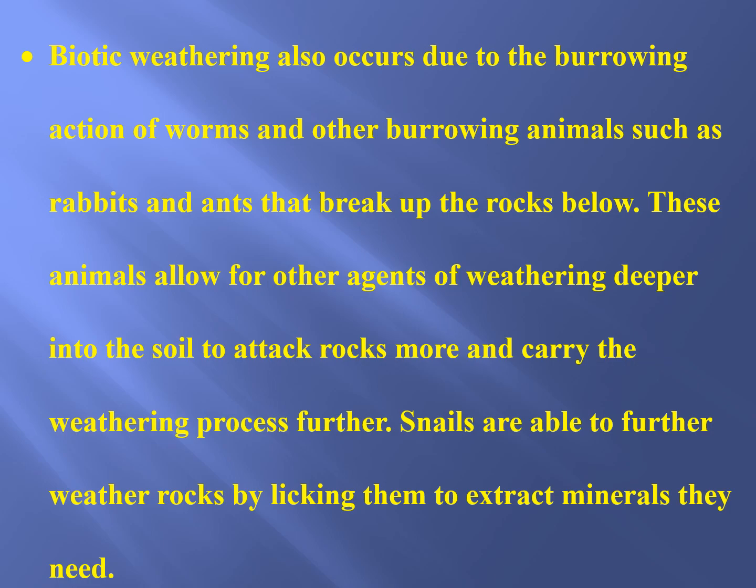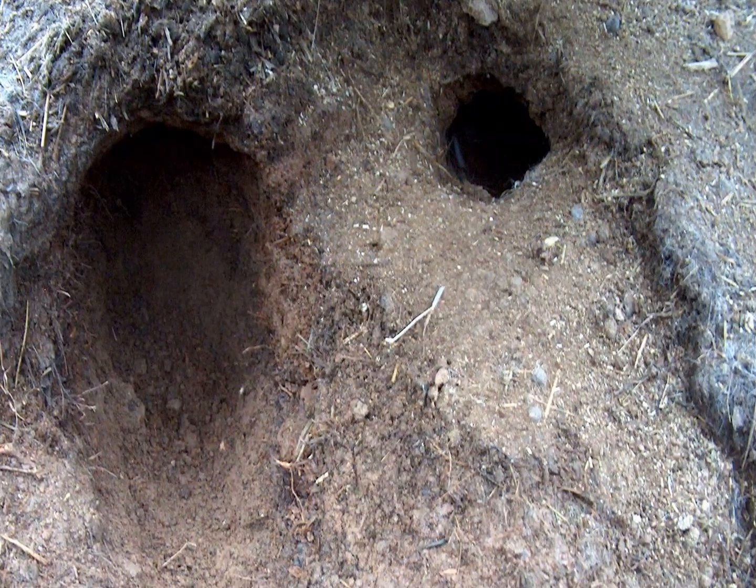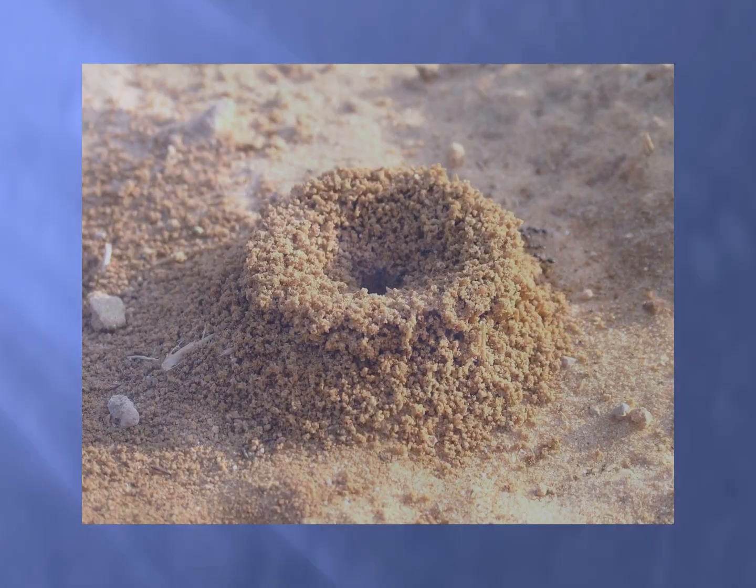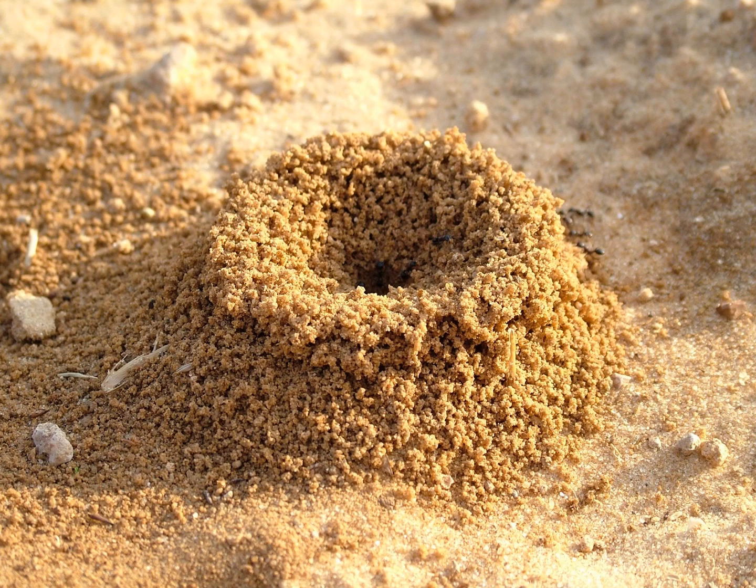Now, here we have an example. This is a burrowing animal's hole. Could be a rabbit, I'm not sure. And as you can see, some of the rock fragments on the outside. Here we have an ant's nest, and if you look carefully, you also see rock fragments on the outside as well. And as the rain falls, the water will go into these tunnels and get direct access to the rocks, causing chemical weathering.